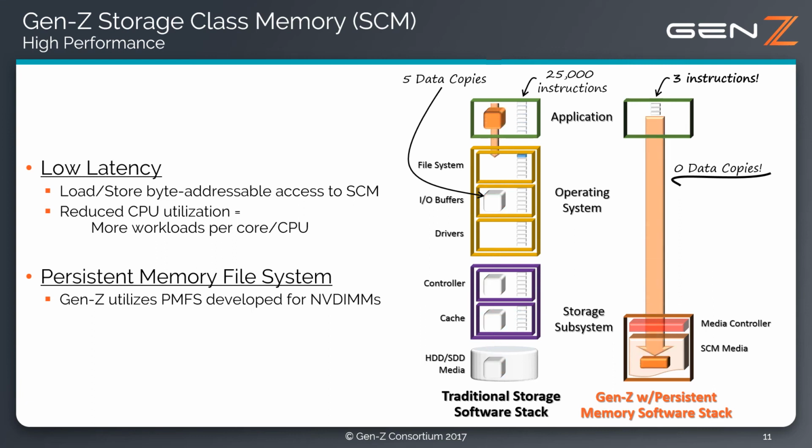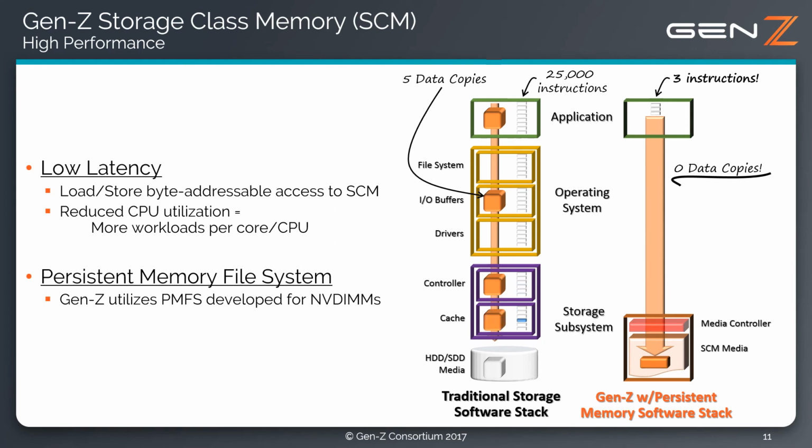Let's say our application wants to access a couple of bytes in a certain offset in a file that hasn't been prefetched into a buffer cache. In the case of a traditional storage software stack on the left, the access request initiates the execution of anywhere from several thousand to up to 25,000 instructions on the CPU, while initiating up to a total of 5 different data copies in the different layers of the stack.